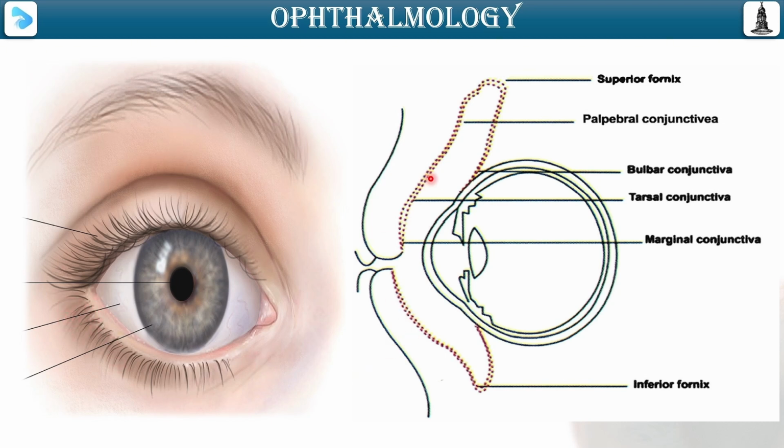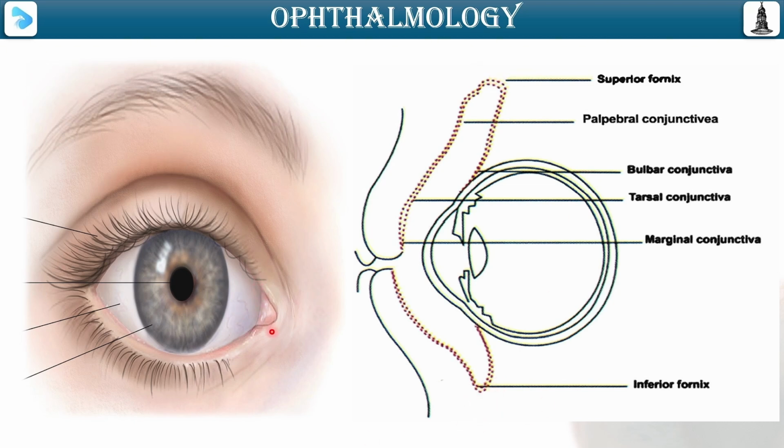From this picture, we will divide the conjunctiva into three parts. The first part, which covers the eyelid, is called the palpebral part, or the palpebral conjunctiva. The second part, which covers the outer surface of the eye, the sclera, is called the bulbar part, or the bulbar conjunctiva. And the third part is called the fornix. You see this pouch, this curve, this is called the fornix, the superior fornix and the inferior fornix.